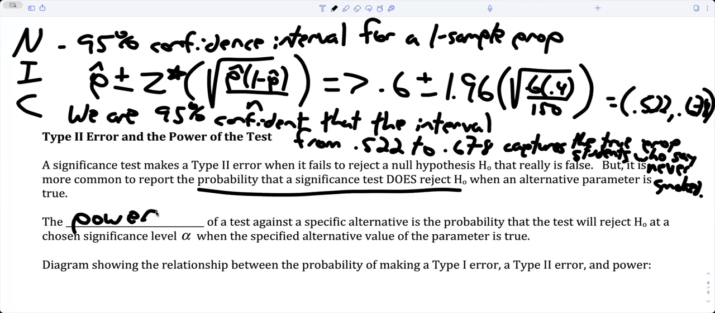So power, the power of a test against a specific alternative, is the probability the test will reject H naught at a chosen significance level alpha when the specified alternative value of the parameter is true. So I like to think of power like this. Power is the probability we correctly reject the null hypothesis.